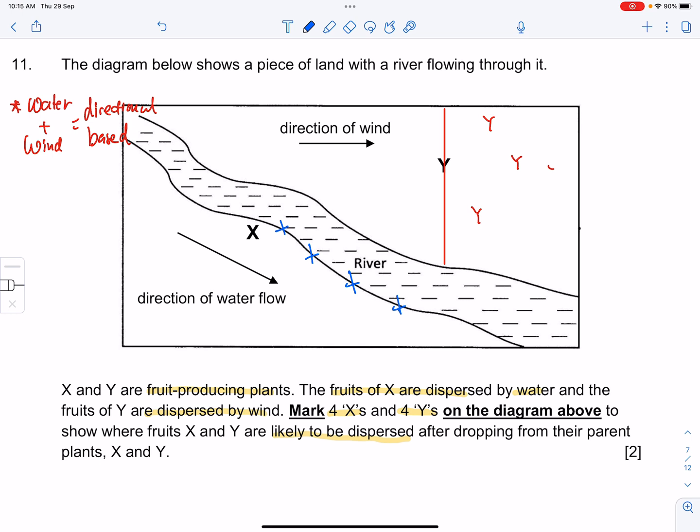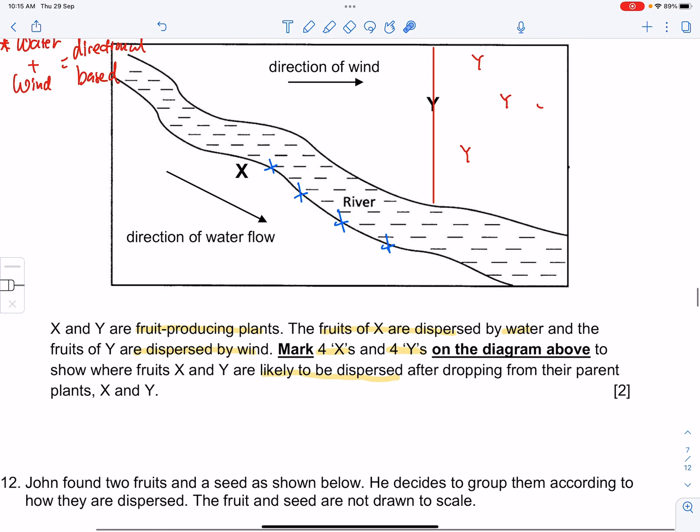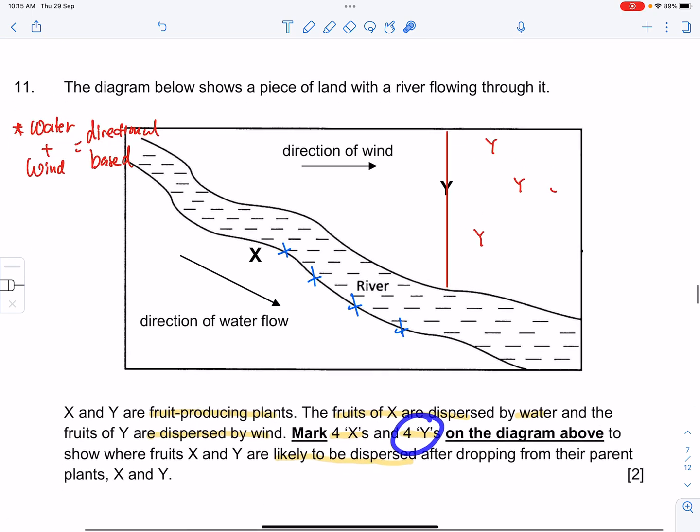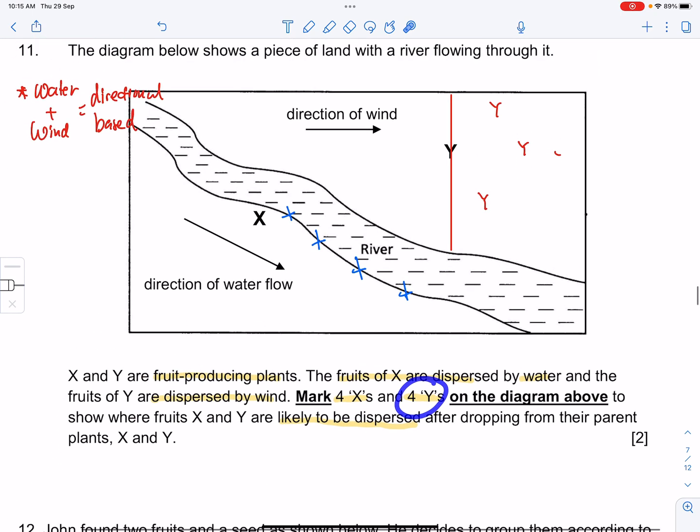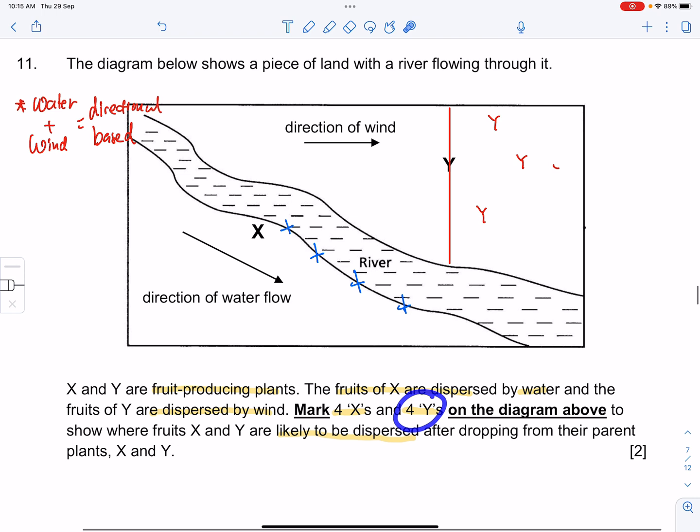Next, the question specifically tells you to draw 4 X's and 4 Y's. But for whatever reason, some students only drew 3 because they think that this over here is included as 1. No. It says 4. So you draw 4. Okay, as simple as that. And usually the bigger ones are the parent plants. Okay, I'm going to label that for you.